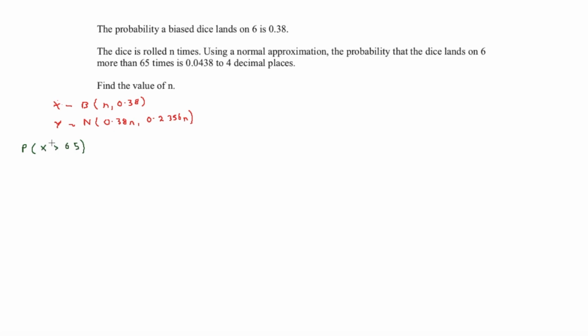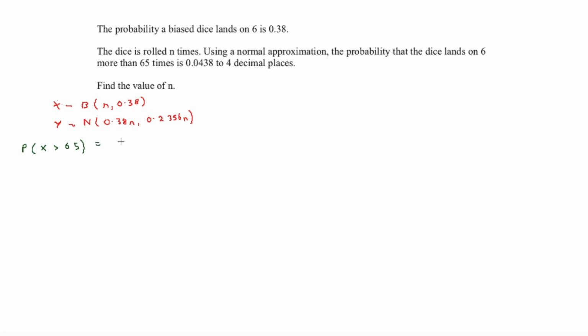So if it was more than or equal to, it'd be more than or equal to 66. That's the same thing. X is more than 65 is the same as x is more than or equal to 66 in this case. So therefore you'll take the middle value of that. However, if it was, say, x is less than 65, then it would be x is less than or equal to 64, so then it would go to 64.5. Take the middle value of that.